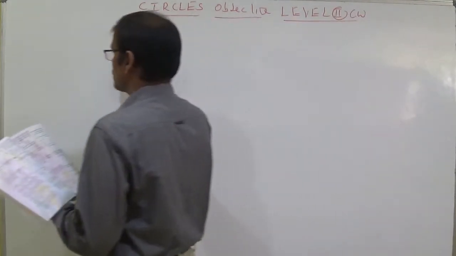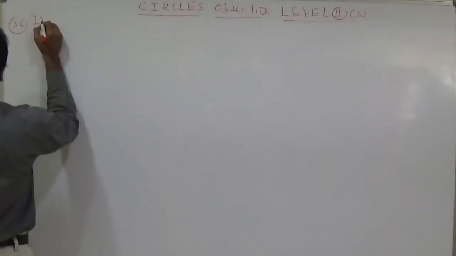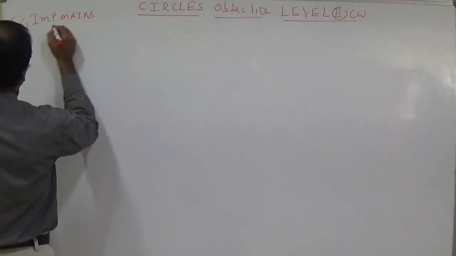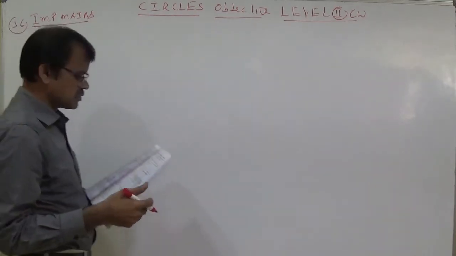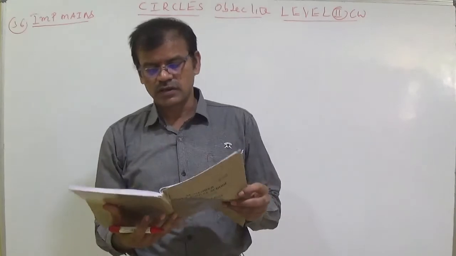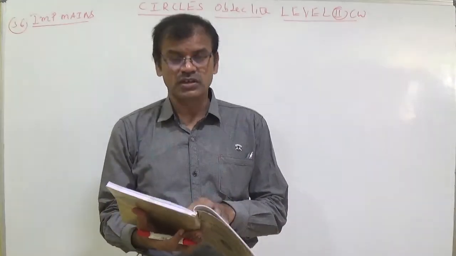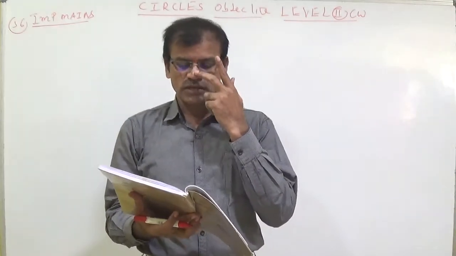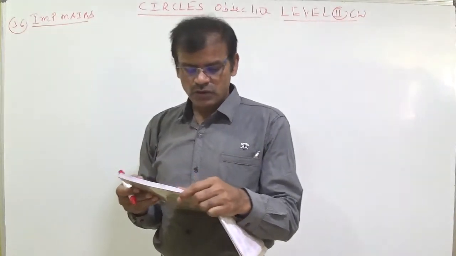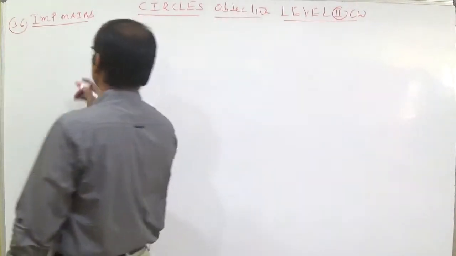Level 2 classwork, 36th sum. This is an important mains question. Wherever you search in the chapter of circles, you can get this question. In Deepthi, Arihant, or any standard book you can face this question. A circle passes through A(1, 1) and touches the x-axis. The locus of the other end of the diameter through A.